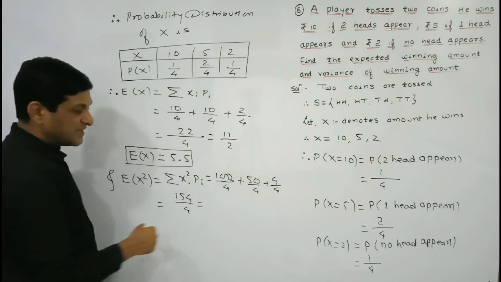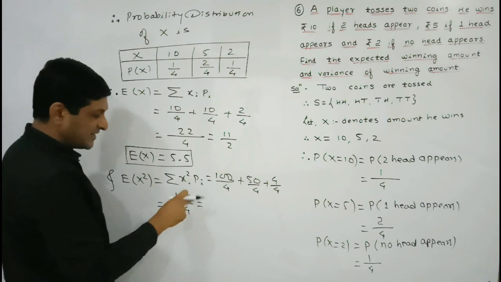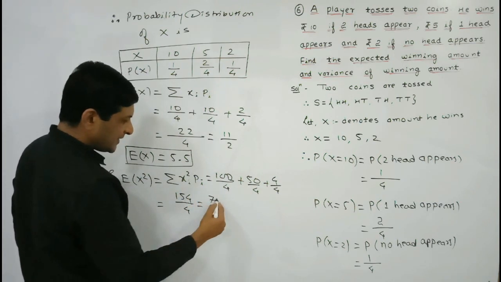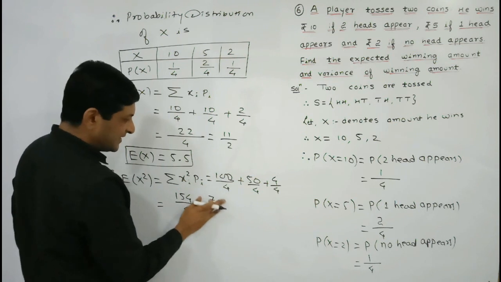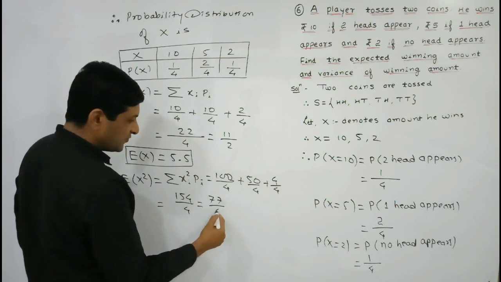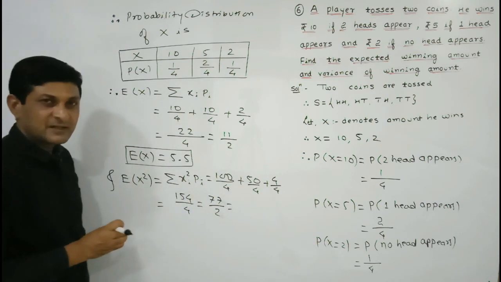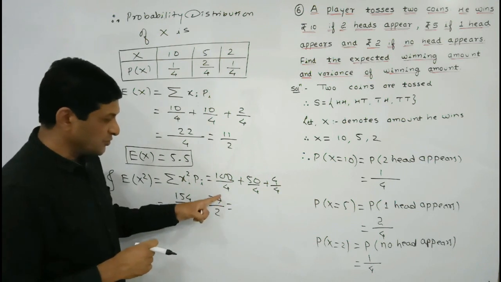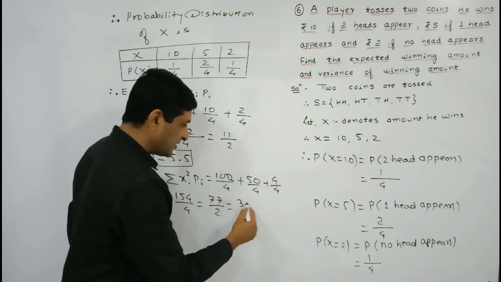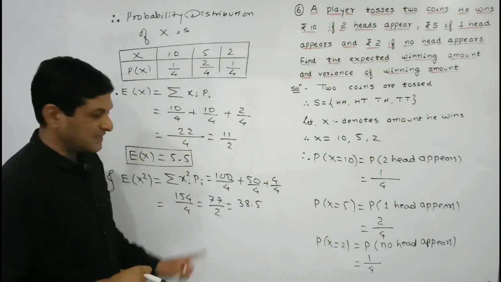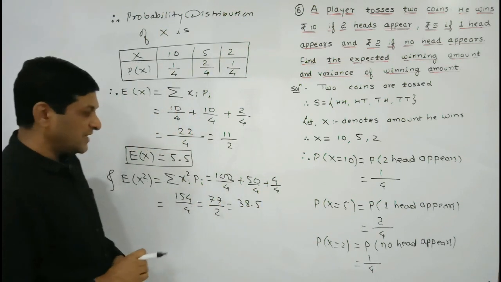So both the numbers are divisible by what? 2 here. If I divide the numerator by 2, here we will get 77, and here we will get 2. If I am dividing the numerator and denominator by 2, we will get this result. Now again dividing 77 by 2, here we will get 38.5.